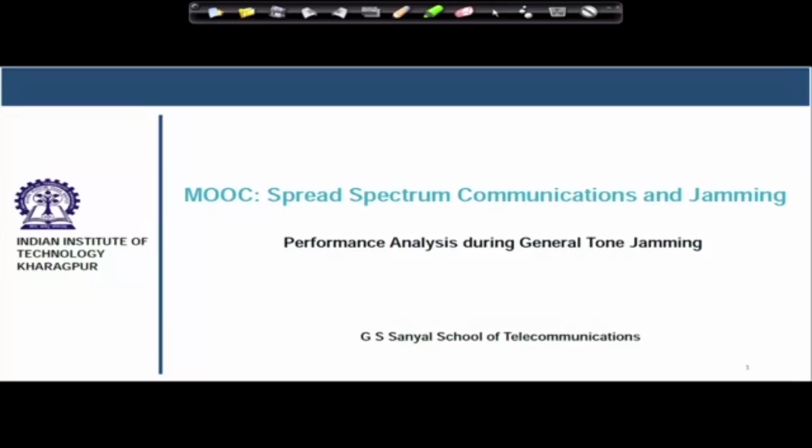Hello students, in continuation of the last module, we will now consider the performance analysis with respect to general tone jamming. By general tone, what I mean is that the jamming signal is considered to be anywhere close to the center frequency of the intended signal transmission, which is equal to fc. It need not exactly coincide with fc. It is any general tone or any general carrier frequency where the jamming signal is present.